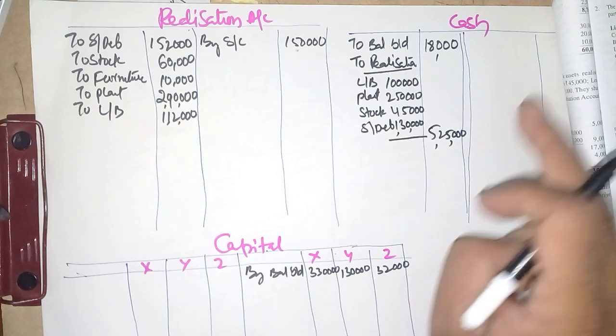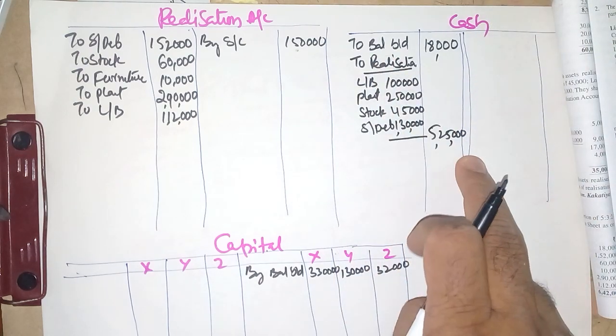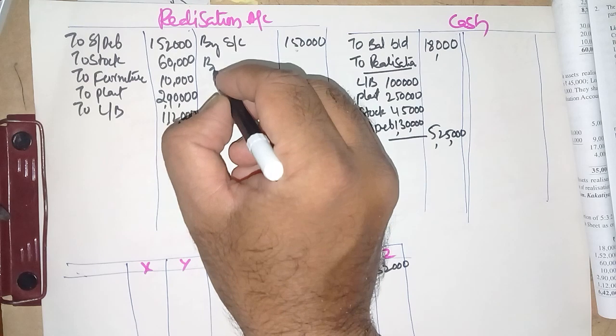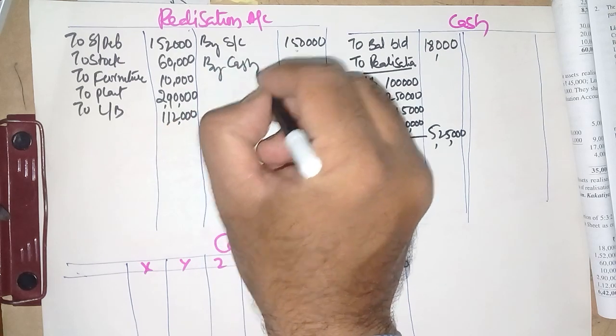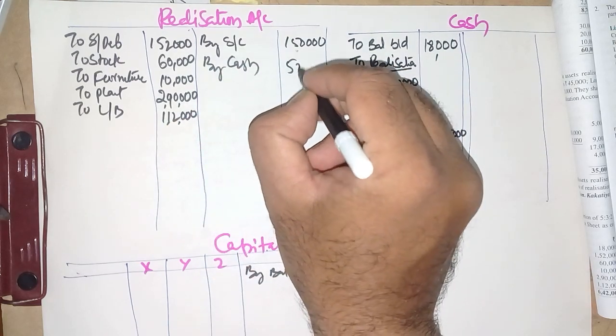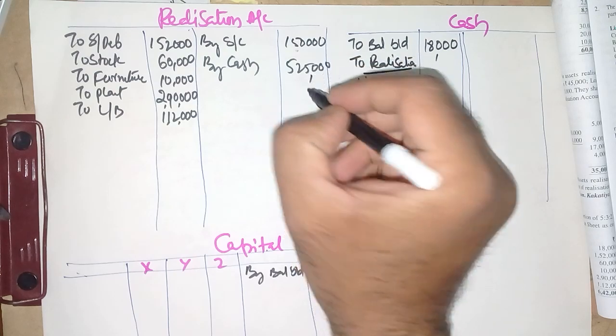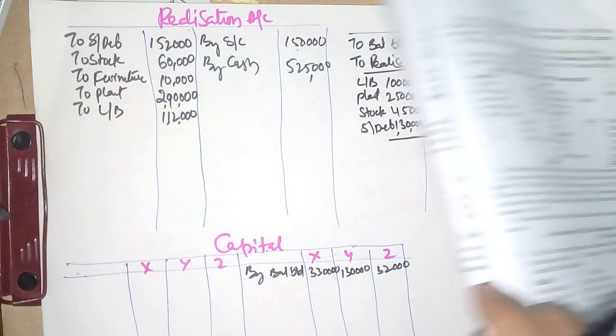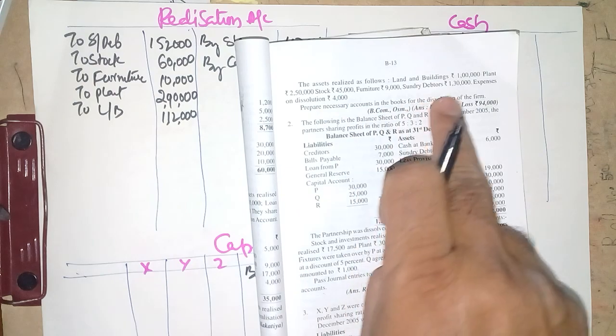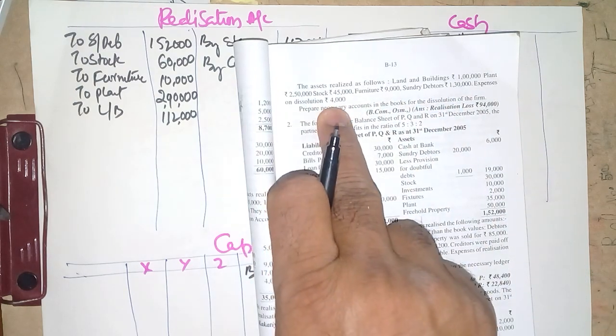Right? So once we have posted this, what is the entry I said? Cash account debit to realization. In cash, we give a debit. To realization, in realization, we write by cash. How much? 5,25,000.